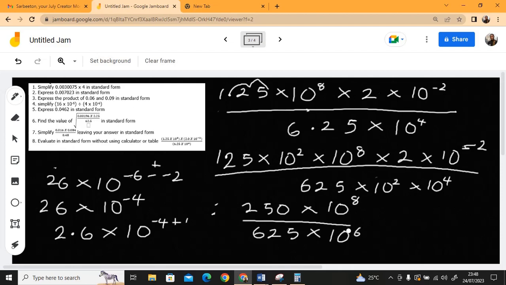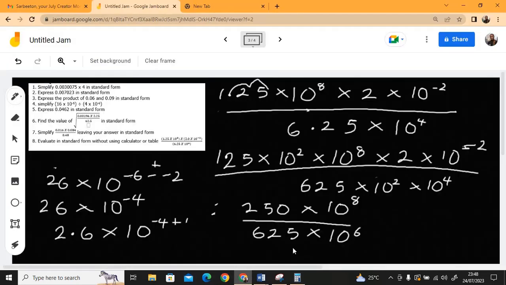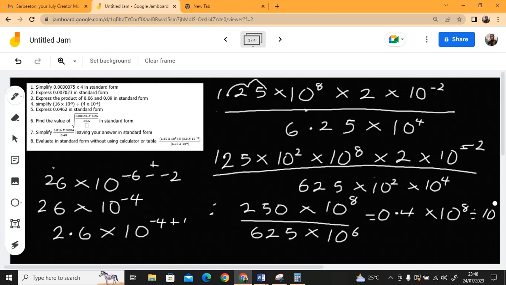So I'm going to use my calculator. 250 divided by 625. You can do that, or you can use the normal method. Sorry, 625, I'm going to make a mistake. That should give us 0.4. So here is what we have: 0.4 times 10 raised to the power 8, then over means divided by 10 raised to the power 6.